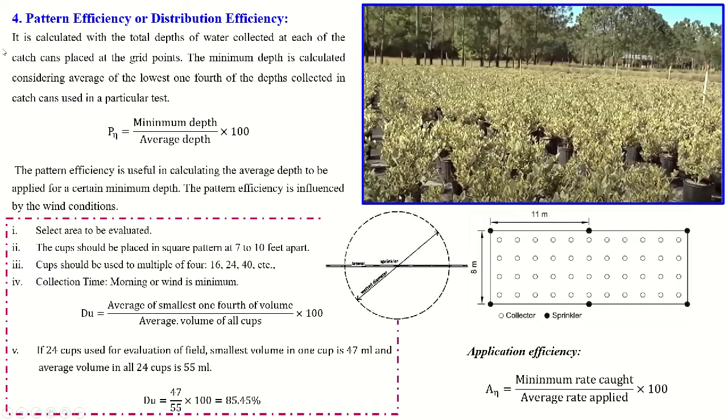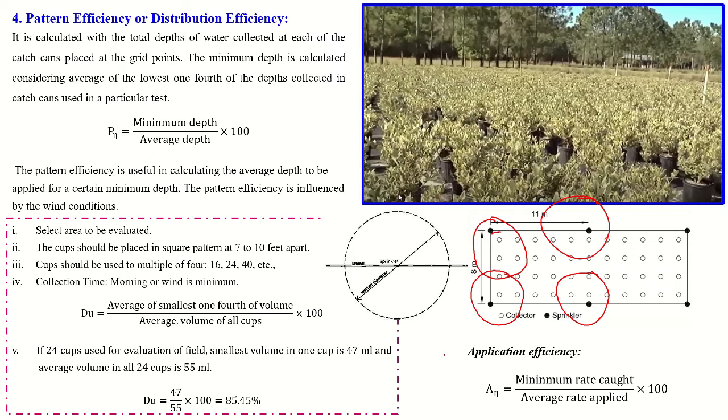That is the point I have given here: it is calculated with the total depth of water collected in each can placed in the grid pattern. The minimum depth is calculated considering the average of the lowest 1/4 of the depth collected in the cans. So the pattern efficiency is useful for calculating the average depth to be applied for a certain minimum depth. Why? Because this pattern efficiency tells us how much depth of water is applied in a particular region. It also gives the uniform distribution, whether the water is distributing in a circle pattern or not. With this we can get the wetted diameter of each sprinkler.